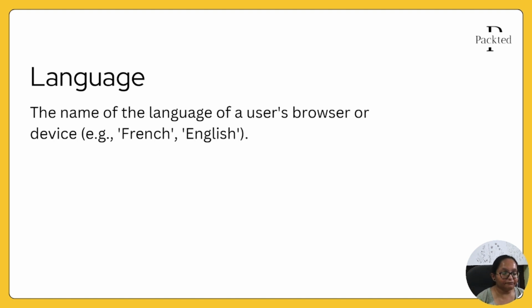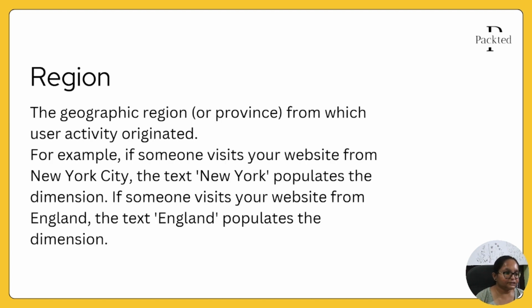The next is the language. So the name of the language of a user's browser or their device. So if I am using my device in Hindi or in French or Spanish, that will populate the dimension. Most of the time it happens that my native language is Hindi, but I use my browser in English and my device is also in English. So they will clearly not tell you their native language, but they will tell you the language of their browser or their device. So the next is the region.